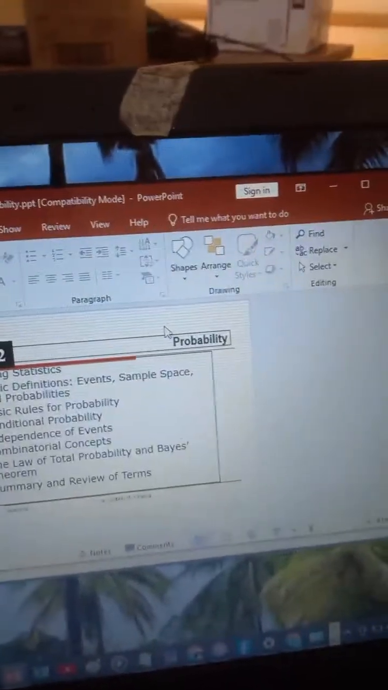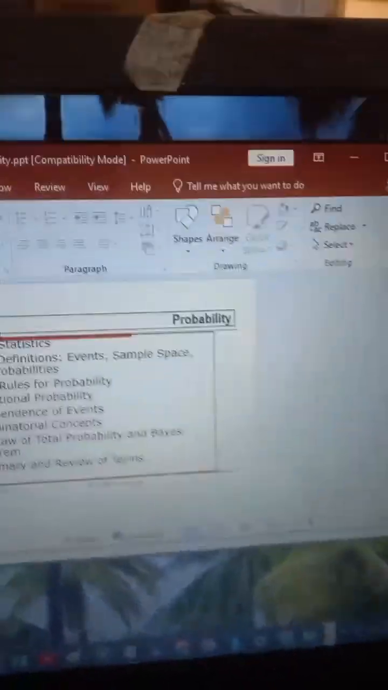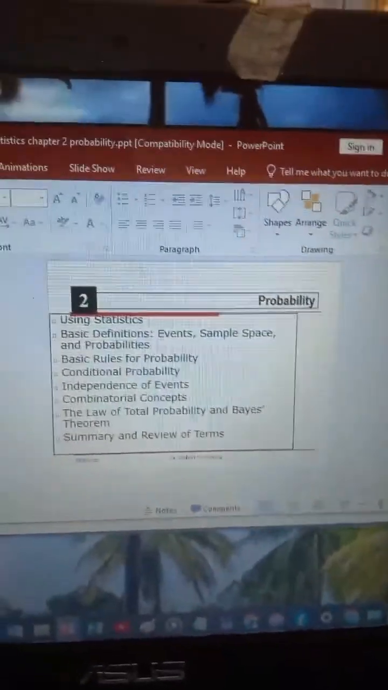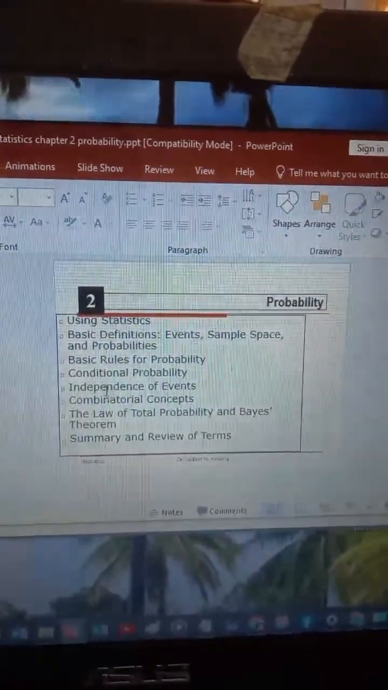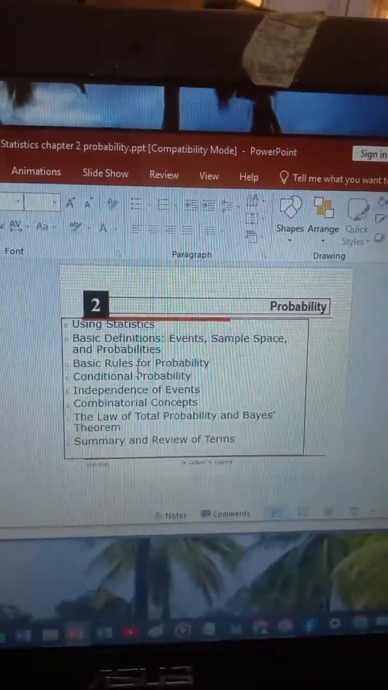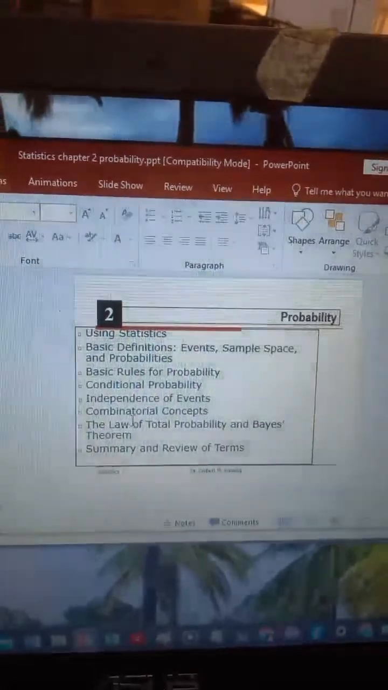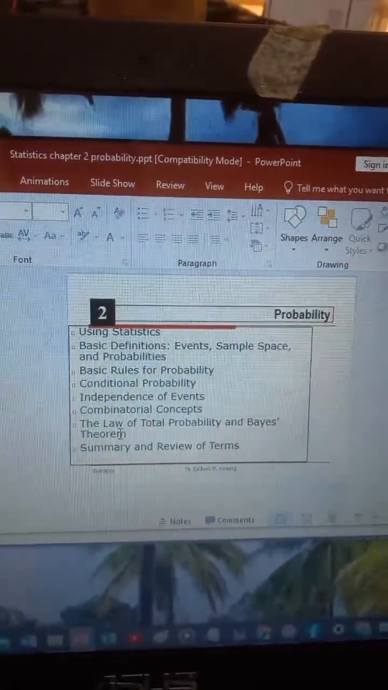Again, pardon my probability, its uses in statistics, the definitions, the rules, independent events, combinatorial concepts, the law of total probability and Bayes theorem, and summary and review of terms.